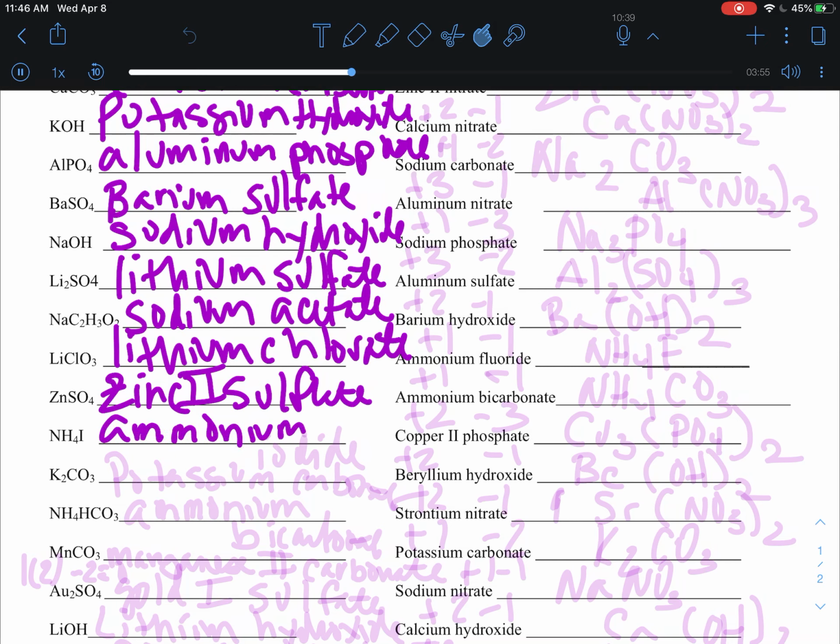Ammonium iodide, right? Just going to keep going. Potassium carbonate, right? I believe, hang on one moment, that this is going to be ammonium bicarbonate, right?